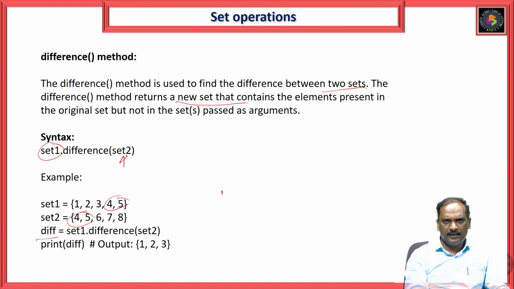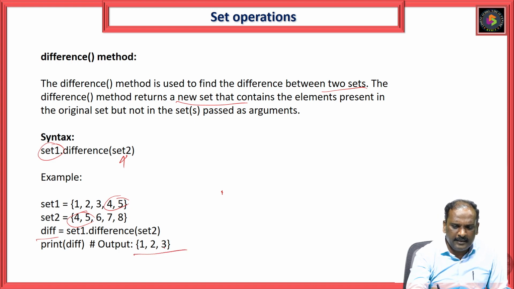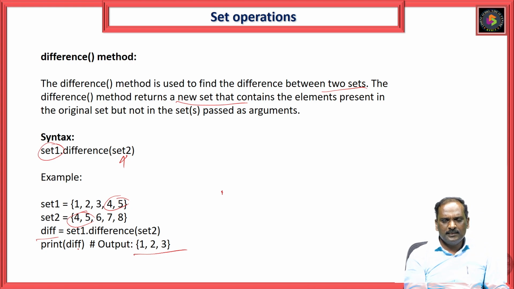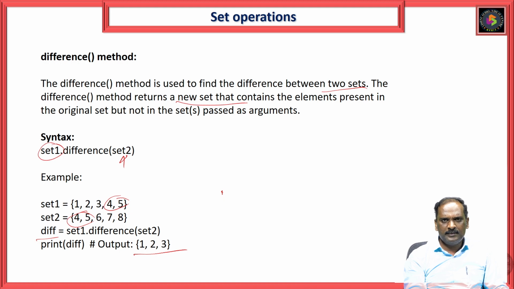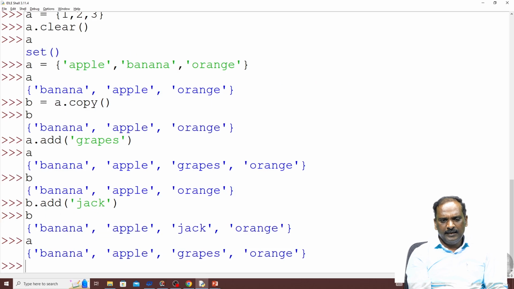Set 1 is the original set or the calling set. So when I display the difference, you can observe that it is 1, 2, 3. It will not contain the duplicate values. Duplicate values are 4, 5 which are removed from the set 1. And a new set is returned. Difference is equal to set 1 dot difference of set 2. So the common elements which are present in set 1 and set 2, or set 1 and the argument, are removed from the original set. The original set here is the calling set.